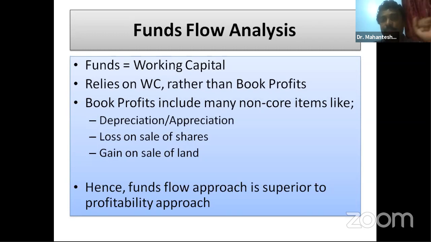That's why I kept on saying we are compelled to take non-core business items like depreciation, appreciation, loss on shares, gain on land. All these items, although are not related to the core business activity, we are compelled to take them into the profit and loss account because that's a mandatory thing. Who makes it mandatory? The accounting standards. Who prepares the accounting standards? The ICAI. So as per the accounting standards propounded by ICAI, Institute of Cost and Accountant Works of India, we have to include these items in the P&L account.